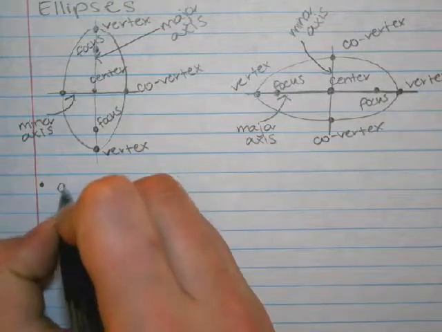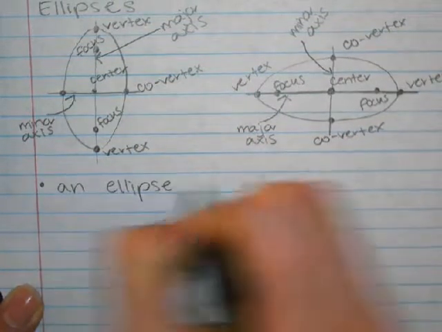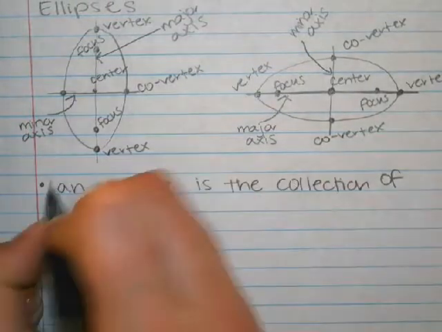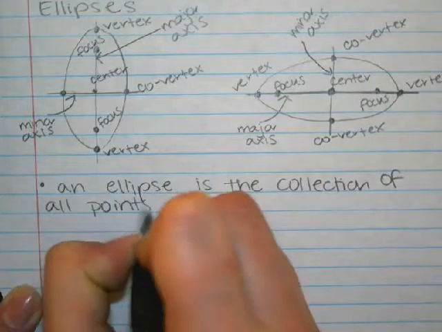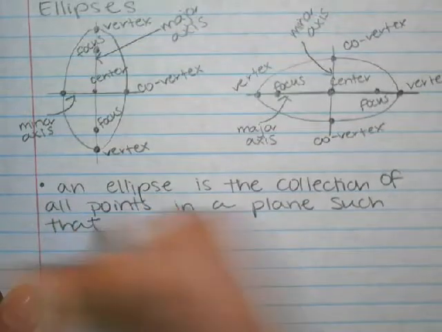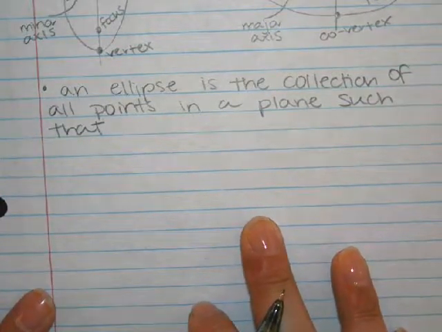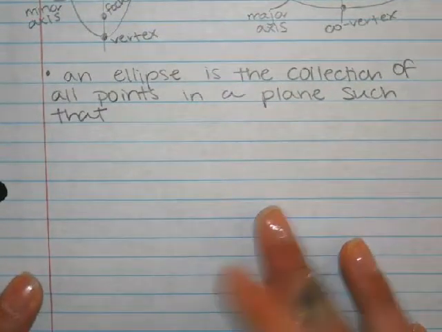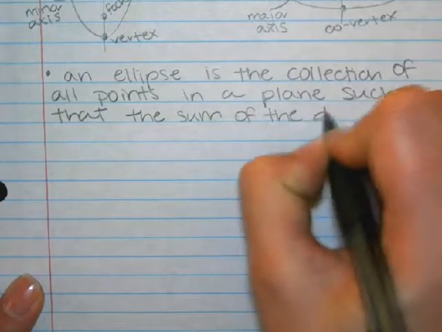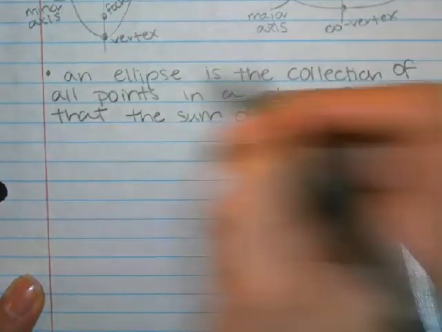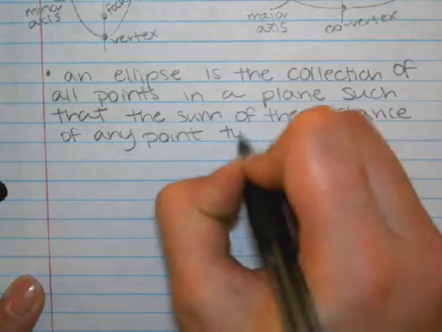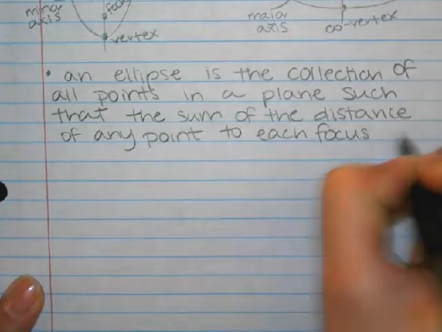So an ellipse is the collection of all points in a plane such that the sum of the distance of any point to each focus is constant.